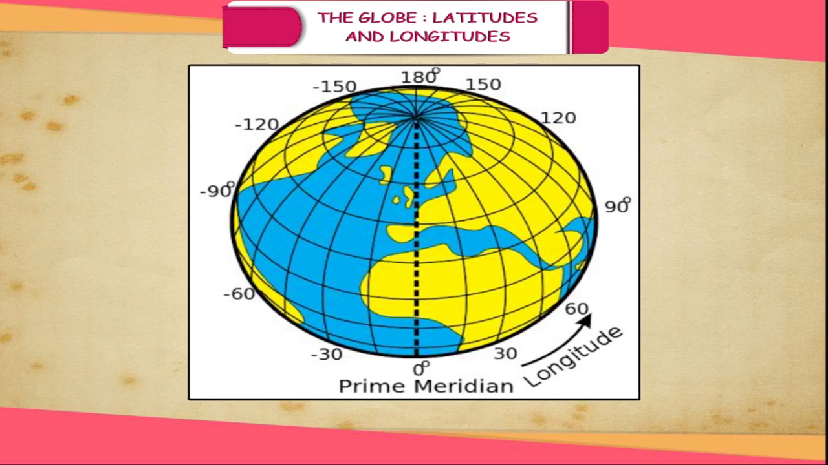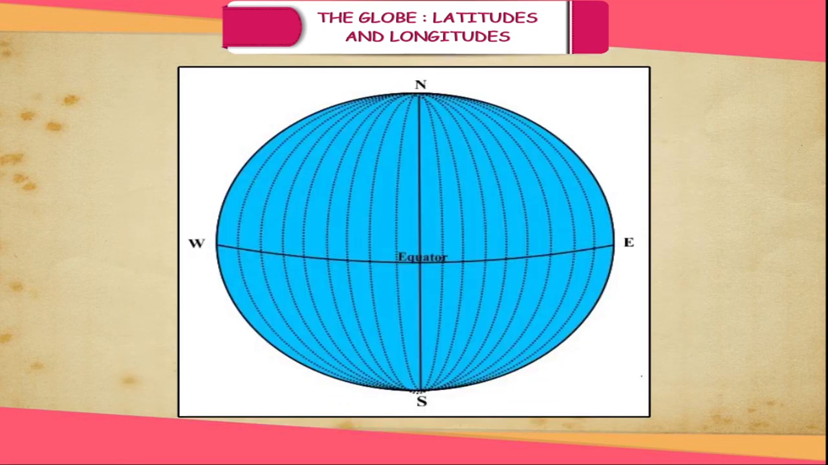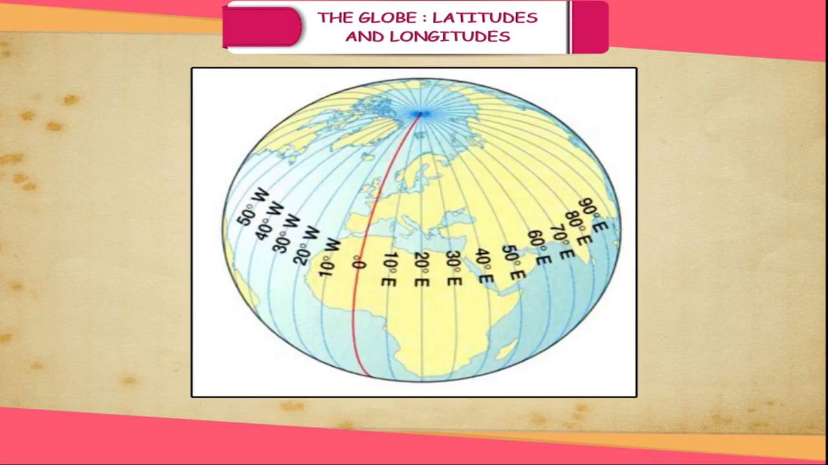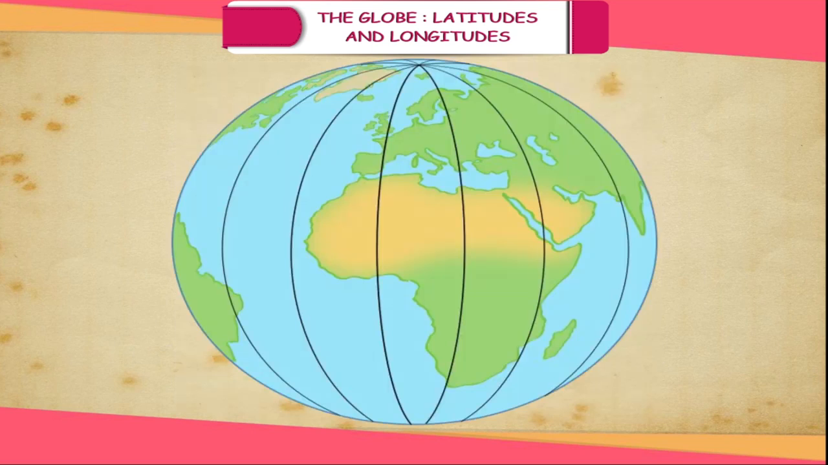All the meridians are drawn as semicircles joining the 2 poles. Unlike the parallels of latitudes, the meridians of longitudes are equal in length, but they are not parallel to each other. The distance between 2 meridians increases polewards. All meridians are drawn at an interval of 1 degree on both sides of the prime meridian. Prime meridian is the 0° longitude passing through Greenwich in England.